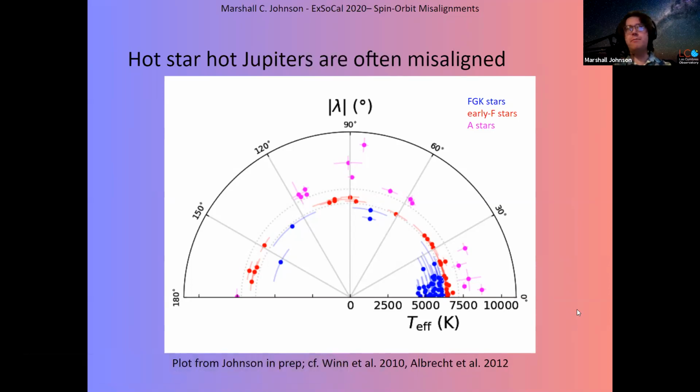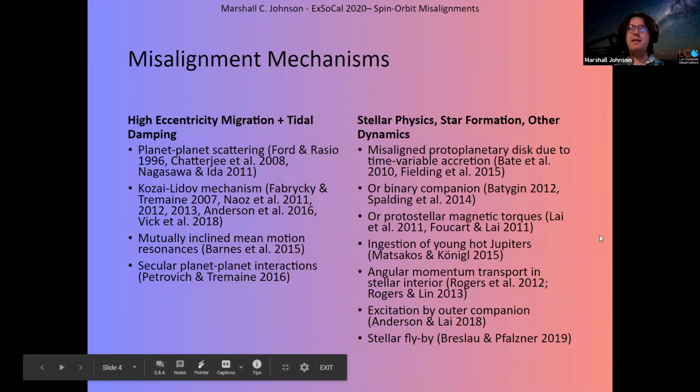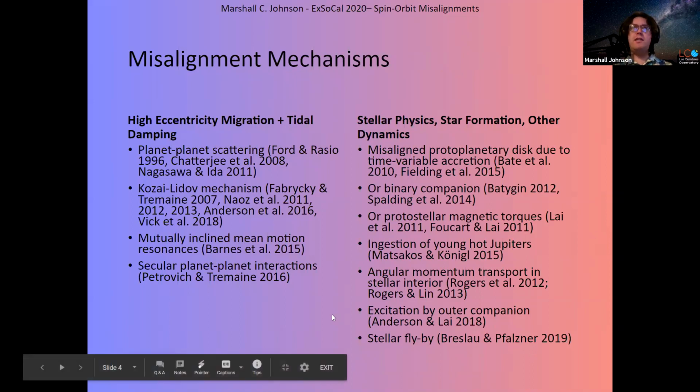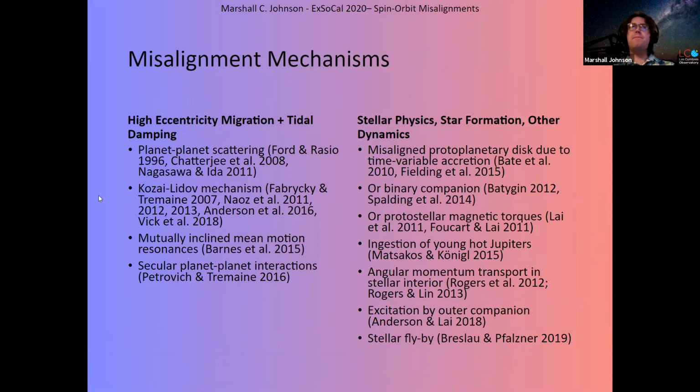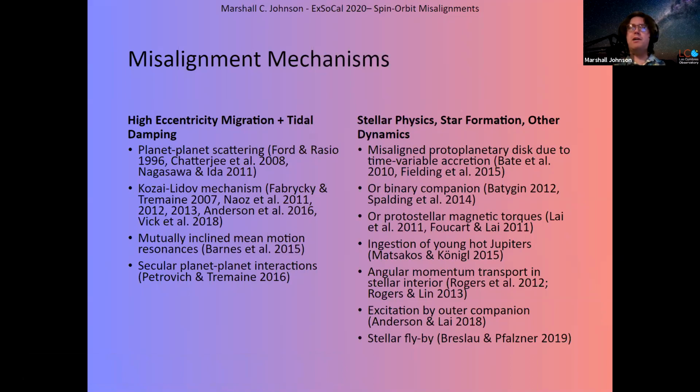There's been a lot of theoretical work on this over the past 10 years. I don't expect you to read this entire slide. The point is mostly that there's been a huge number of mechanisms proposed for generating misaligned orbits, which generally fit into two categories. Either the misaligned orbits are caused by high-eccentricity migration that brings the hot Jupiters close to their host stars where we see them today, or the misaligned orbits are caused by some other mechanism having to do with stellar physics, star formation, or other dynamics that's unrelated to the migration itself. And while there's been a lot of theoretical work on this, the observations still haven't been sufficient to distinguish among these models.